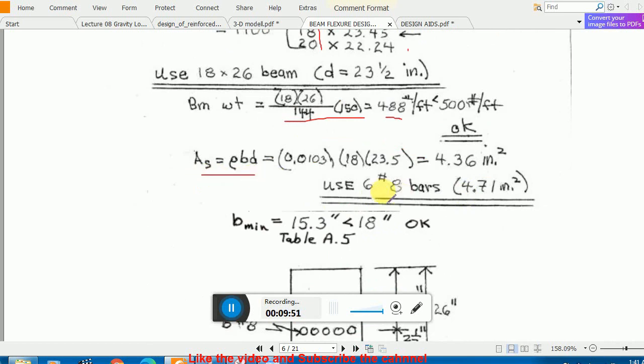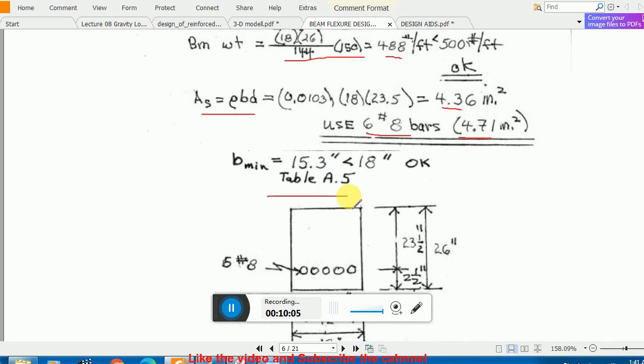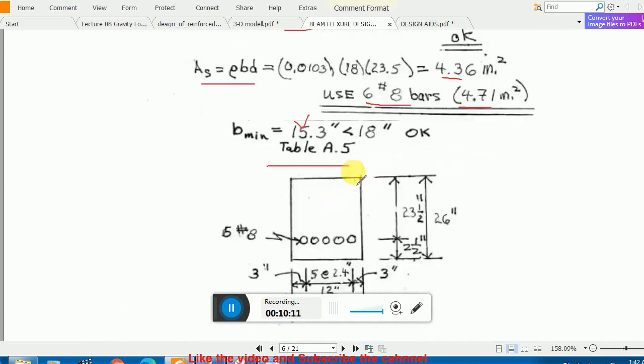Again, area of steel, and decide the number of bars. Again, recalculate your area of steel, which will give you 4.71, which is a little bit larger than that one. So that way you have to recalculate your rho value, and again check that rho value with rho max and rho minimum. Your minimum width from table A5 is 15.3, and again we are safe here. So this is the final.